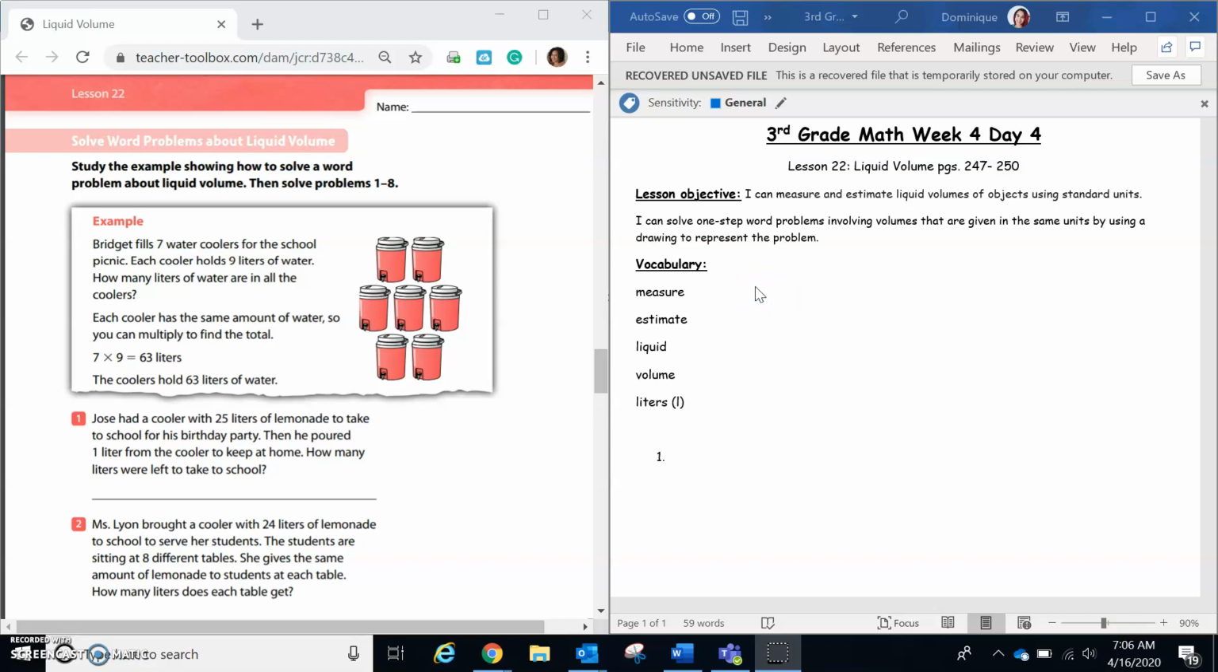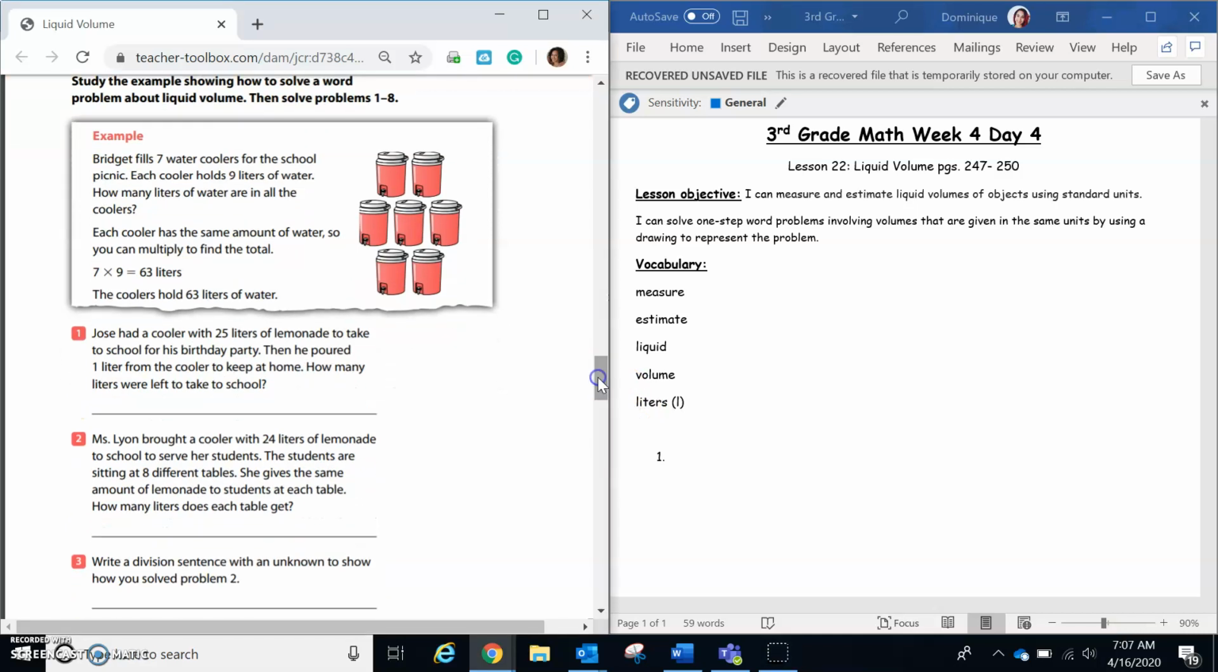Now let's look at our vocabulary. We have measure, we have estimate, remember that's an educated guess, liquid, volume. Remember, volume tells us how much of a liquid is in a container, the amount, whether that be how much is in a bucket, a fish tank, a cooler, a juice can, anything that can hold a liquid and how much fits in there. And liters is one of those units of measurement that we have been using. So let's take a look.